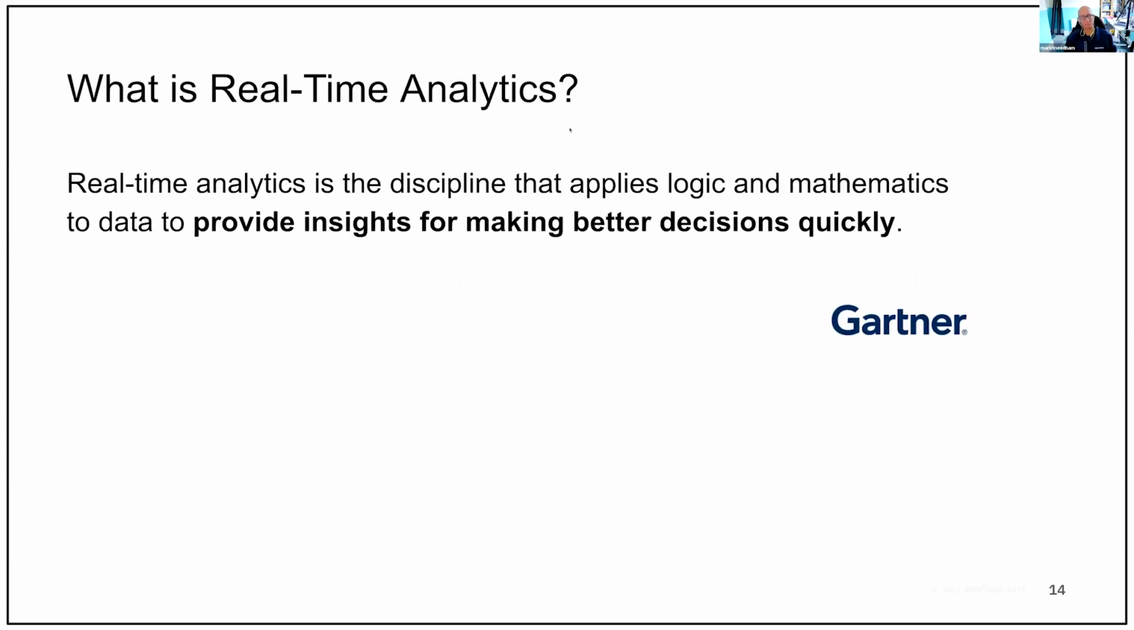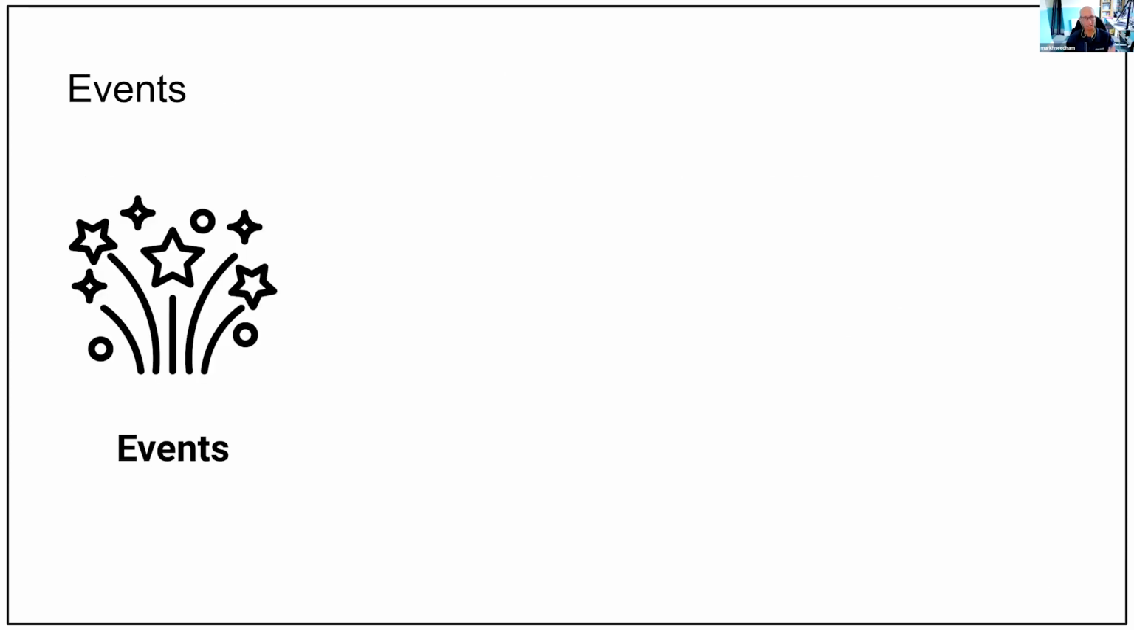Okay, so what is real-time analytics? This is the definition that Gartner gives. And probably the most interesting part of this definition is the bold bit, right? The idea is we can provide insights for making better decisions quickly. And it's the making better decisions quickly that's the most interesting bit. These systems tend to center around a collection of events, where an event represents some sort of action that happened, generally in the past, right?